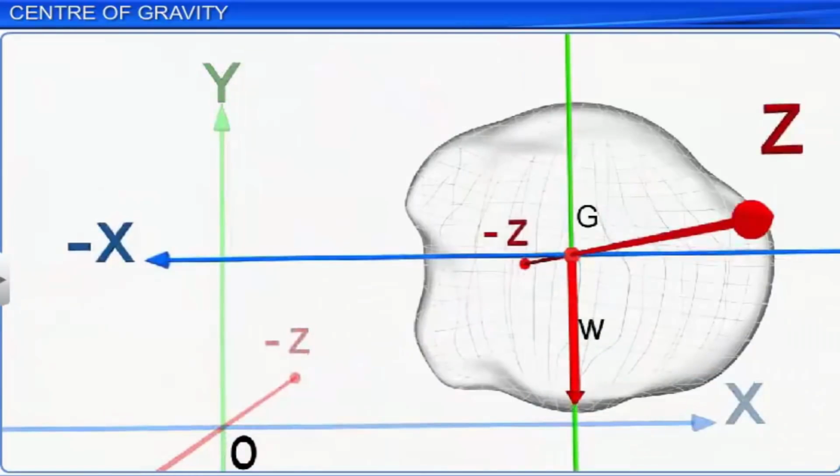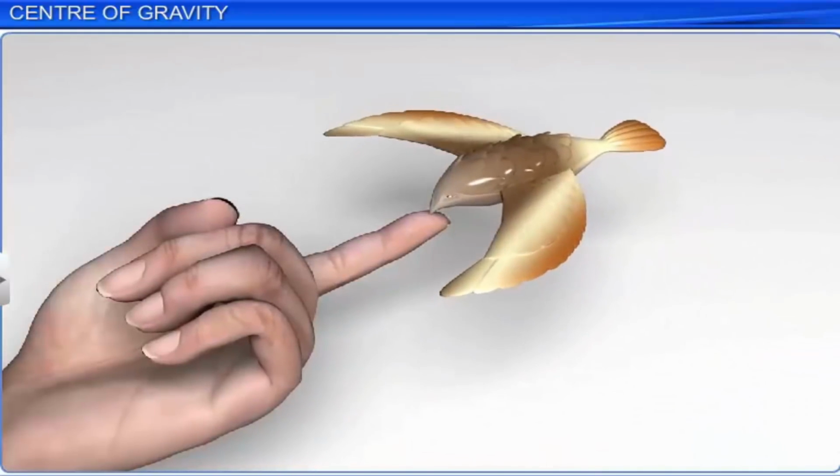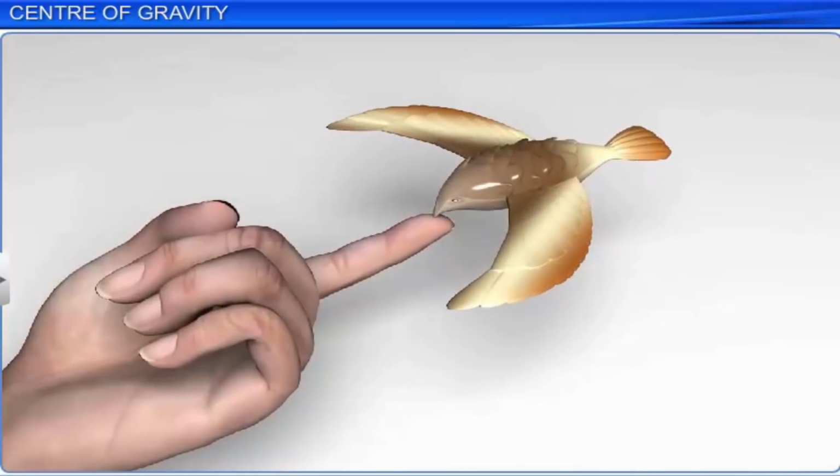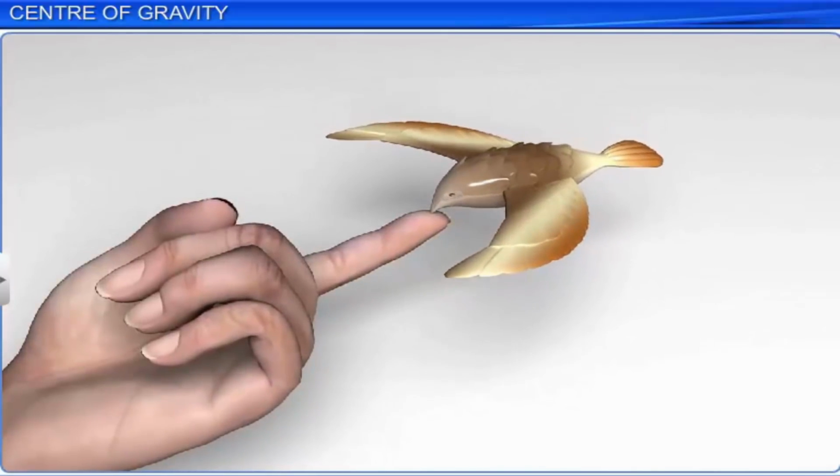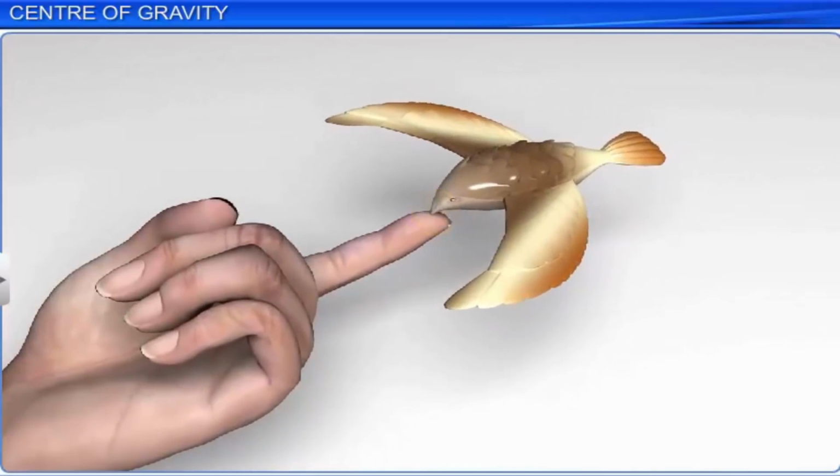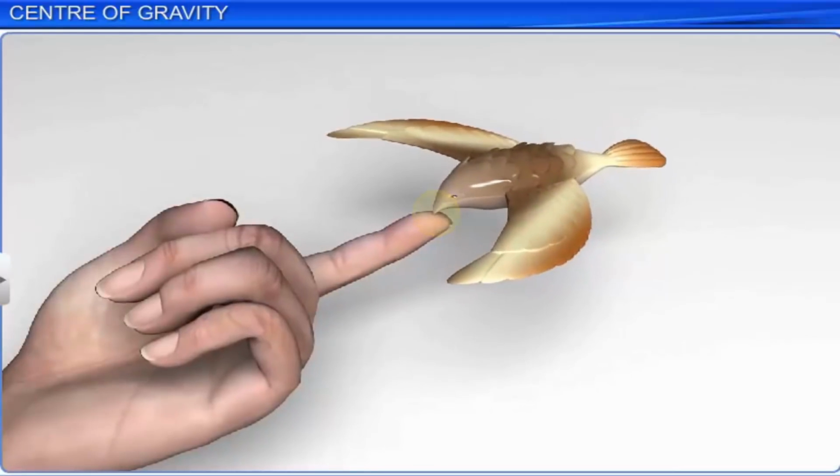We can balance this rigid body by applying an upward force equal to its weight and passing through its center of gravity. The bird shown earlier is designed in such a way that its center of gravity is located at the tip of its beak. Hence, we are able to balance the bird by applying an upward force at the tip of its beak.